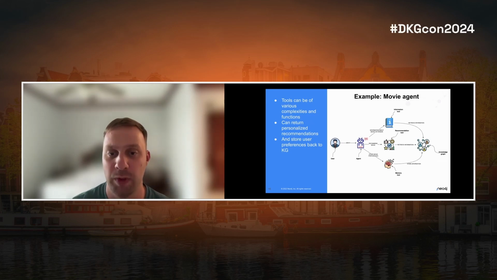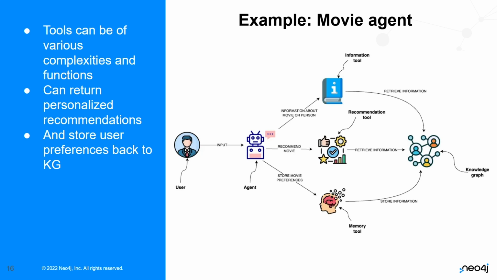So you could have a movie agent where the user asks a question, and then the agent decides whether it should just find some information about movies. Like if you ask which movies Tom Hanks appeared in, you can use the information tool. Or if you want to recommend movies, you can say, find me a good comedy that's similar to, I don't know, Ice Age, right? And then you could use the recommendation tool.